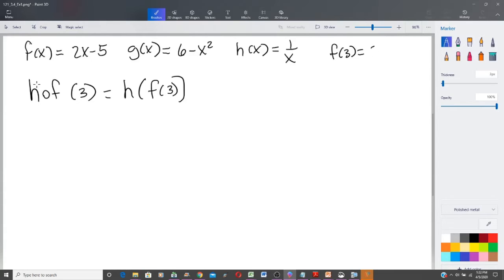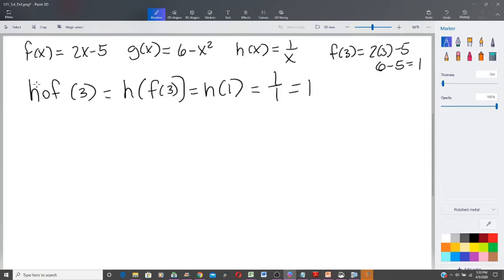That means we're going to have 2 times 3 minus 5, which is 6 minus 5, which is 1. Perfect. So this has become h of 1. And h of 1 means 1 divided by 1. Hey, how about that? Pretty happy with that? Because it is 1 for the answer. So the half of 3 is 1.